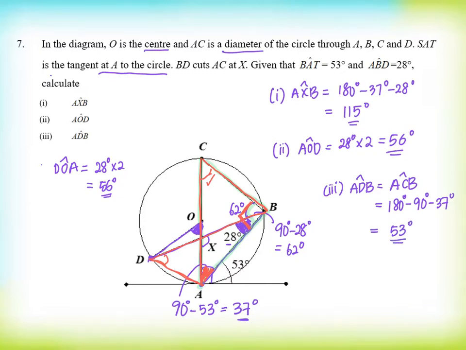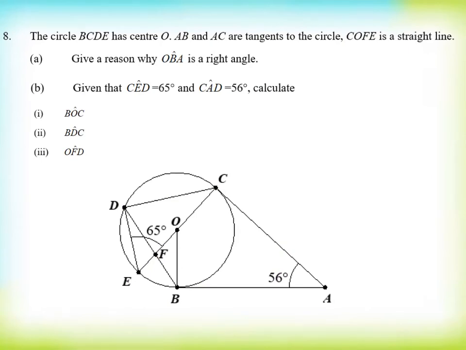Have you gotten the answer? Question number 8. The circle BCDE has center O. Do you see a Chinese dancer? Angle at center twice angle at circumference. Okay, and then next, they tell us that AB and AC are tangents to the circle. That means I will have a 90 degrees over here, a 90 degrees over here. And we know that this is a quadrilateral over here, OCAB.